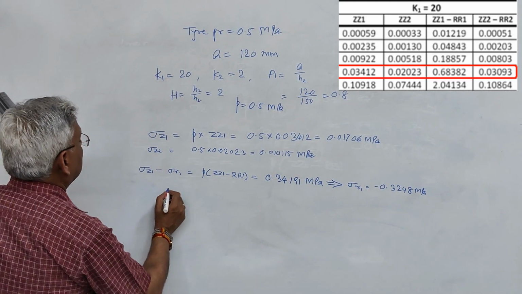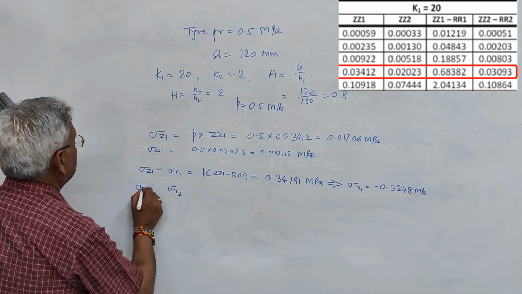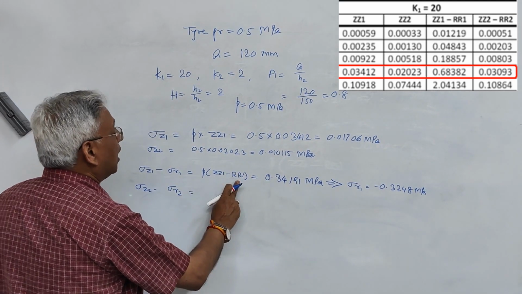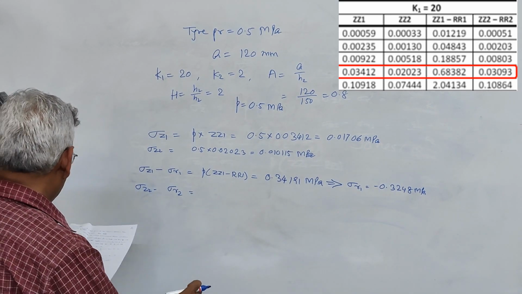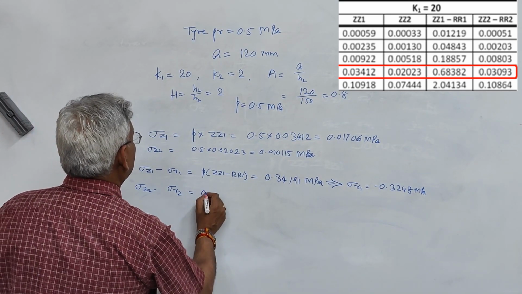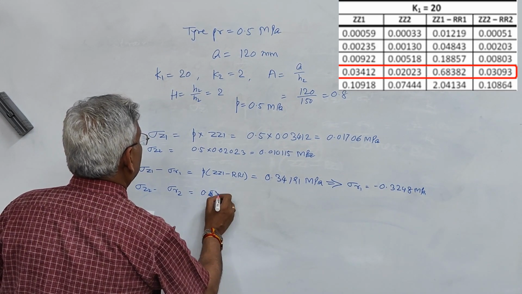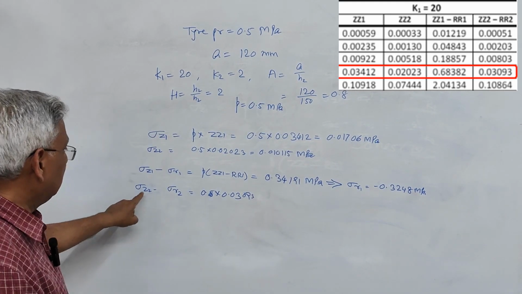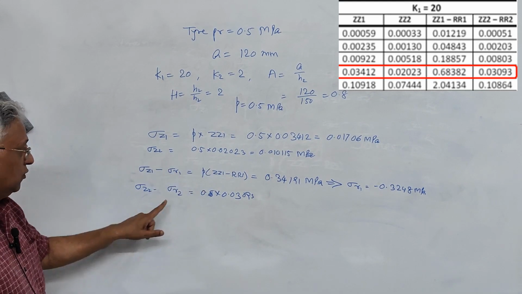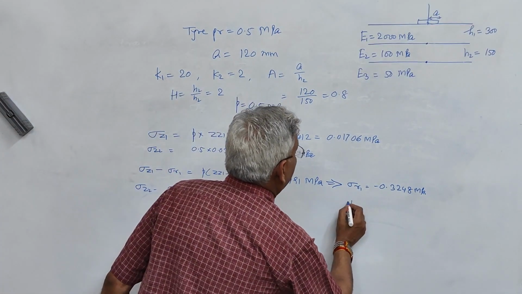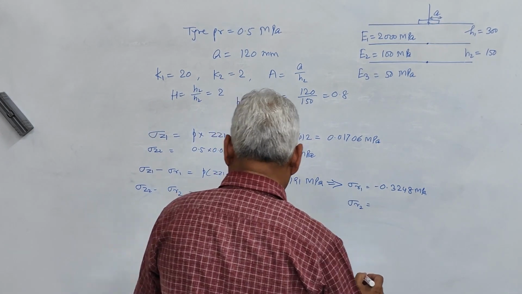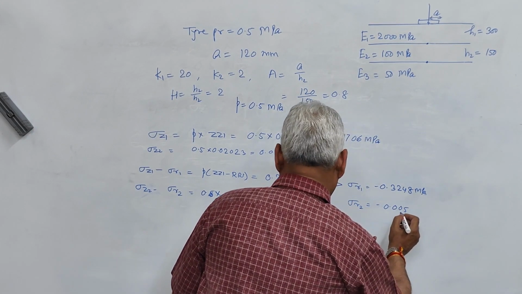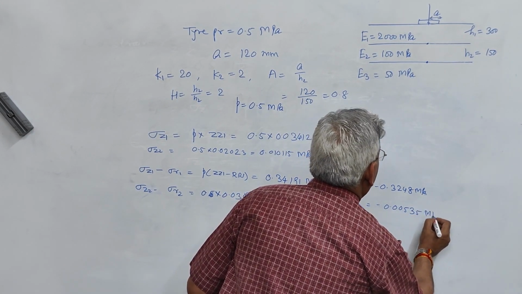And similarly, you can find out sigma R2, that is again sigma Z2 minus sigma R2 is equal to P times ZZ2 minus RR2. ZZ2 minus RR2 is 0.03093, and again if you put the value of sigma Z2 from here, you can find out what is sigma R2. So sigma R2 is equal to minus 0.00535 MPa.